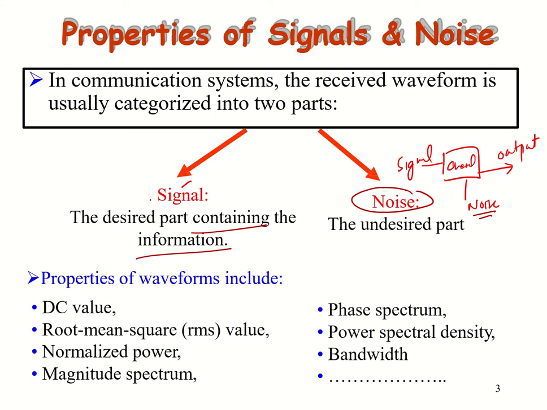So we can characterize the signal in terms of its DC value. DC value is also called the average value of the signal. Its RMS value, in terms of power, energy, spectrum, magnitude spectrum, like the power spectral density, energy spectral density, and bandwidth of the signal. So we can characterize the waveforms of the signal and noise in terms of all these things, and we will learn one by one about each part.